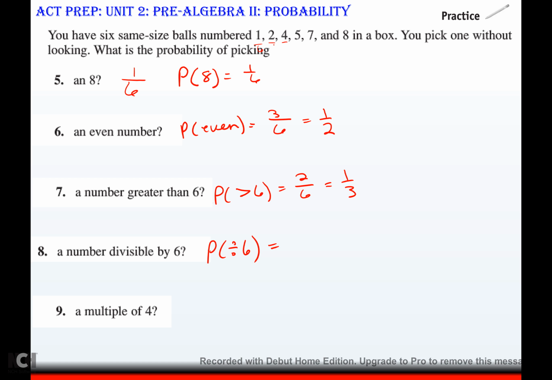1 is not divisible by 6, 2 is not divisible by 6, 4 is not divisible by 6, 5 is not divisible, 7 is not divisible, none of them. So there's no winners out of 6 possibilities, which is 0, which means it can't happen. It's impossible.